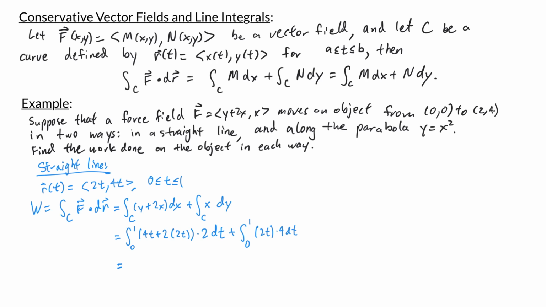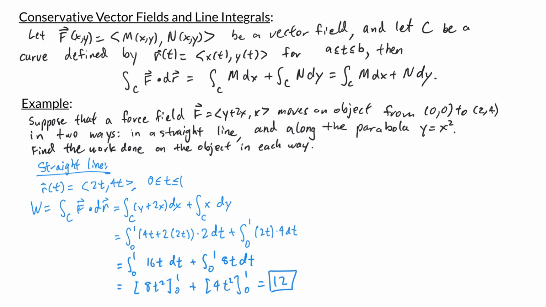This simplifies as the integral from 0 to 1 of 16t dt plus the integral from 0 to 1 of 8t dt. Finding the antiderivative, I have 8t squared evaluated from 0 to 1 plus 4t squared evaluated from 0 to 1, giving me 12. So that's the amount of work done. Now let's calculate the amount of work done if the object moves along the parabola from 0, 0 to 2, 4. In this case, the parameterization would be r of t equals t, t squared for t's between 0 and 2.